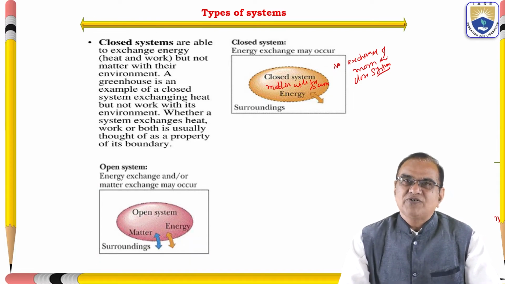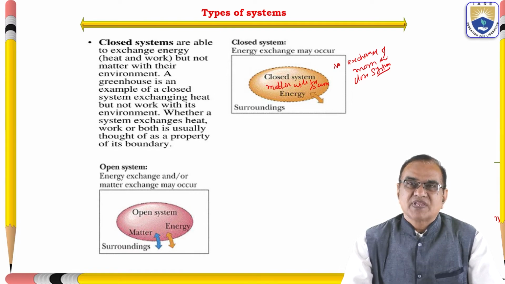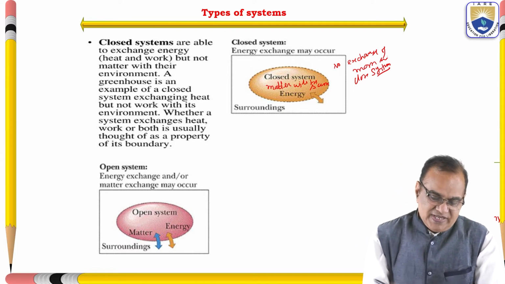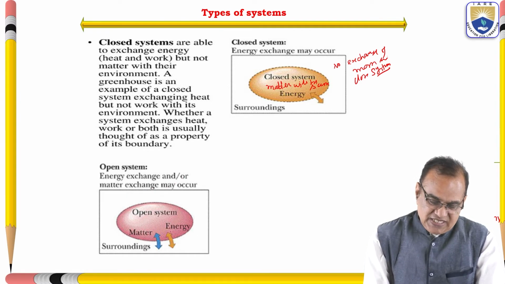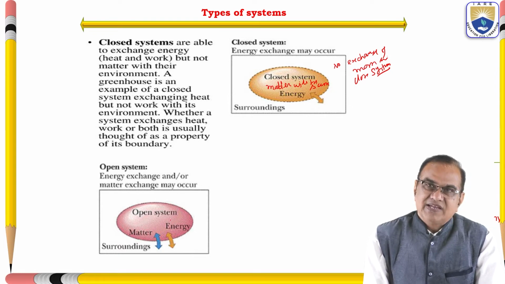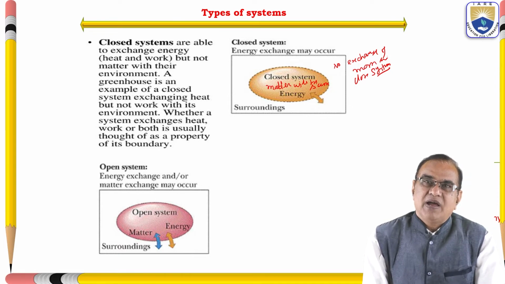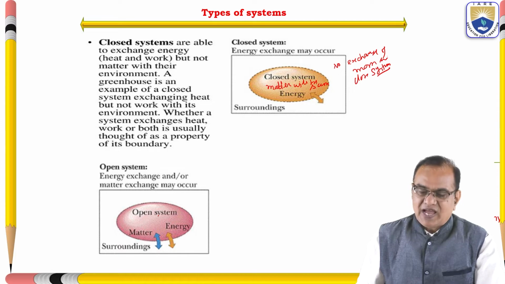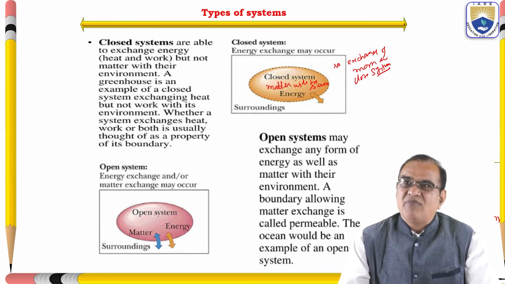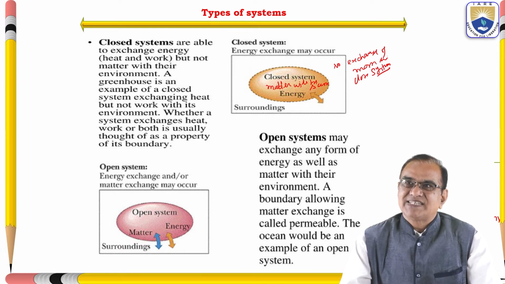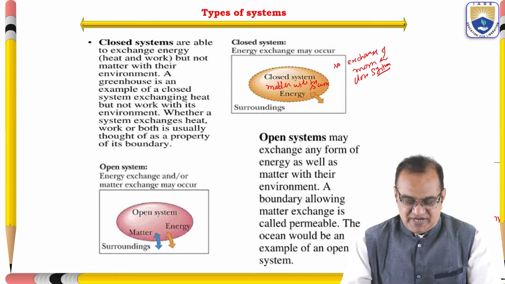Next, I am going to discuss the open system. In an open system, what happens? Energy exchange and or matter exchange may occur. In this, energy will exchange from system to the surrounding. Matter will also change from system to the surrounding or surrounding to the system. Both are applicable. An open system may exchange any form of energy as well as matter with its environment.